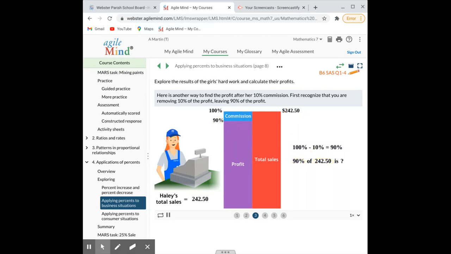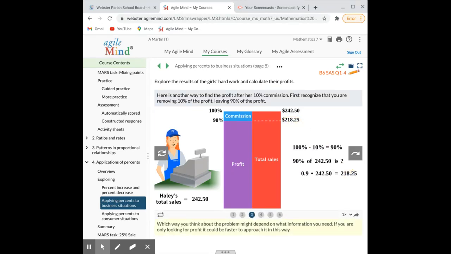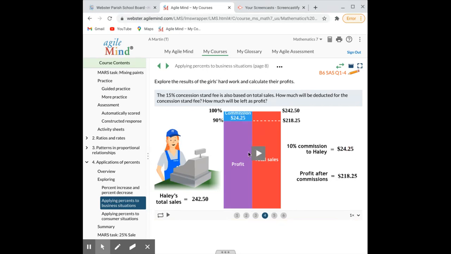So another way we could do this is we could do 100% minus 10%, which is 90%. And so to go ahead and just find the profit automatically, we would just do 90% times the total sales. And that would give us the amount of money that was made based on just taking the commission away. But we know that we have to take away the cost of the concession stand. They're not thinking about that, but we are. All right. So we're going to look at how that happens.